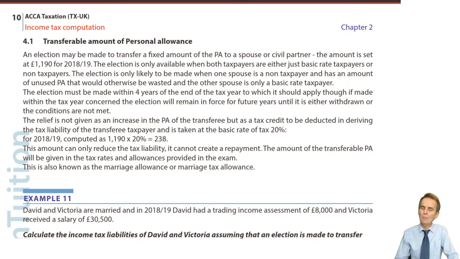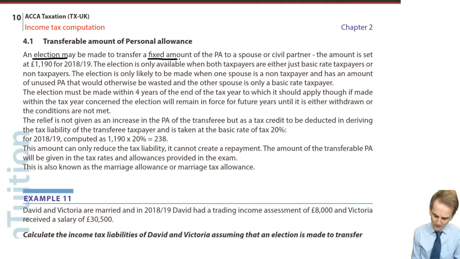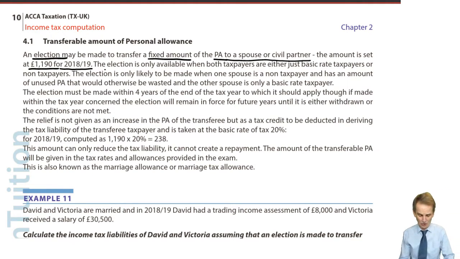It would be right and proper to allow some use of an unused personal allowance from one spouse who is not a taxpayer to transfer to the other spouse who is the taxpayer. That's a nice little generosity there on the part of HMRC. So how does it work? Right, looking at the note. An election here may be made to transfer a fixed amount of the personal allowance to, as we've said, a spouse or civil partner. The amount is set at £1,190 for our 2018-19 tax year.